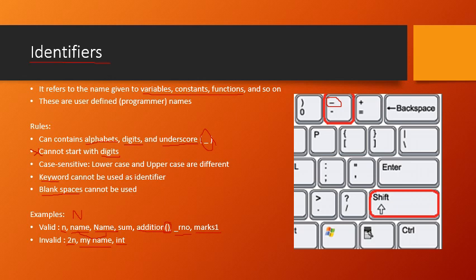The next is something called int. Why is it invalid? Because int is a keyword. Keyword in the sense it has got its own meaning, and that meaning cannot be changed. So these are the invalid identifiers.